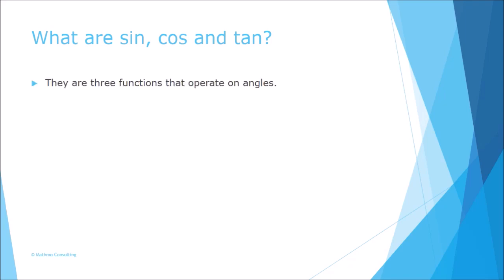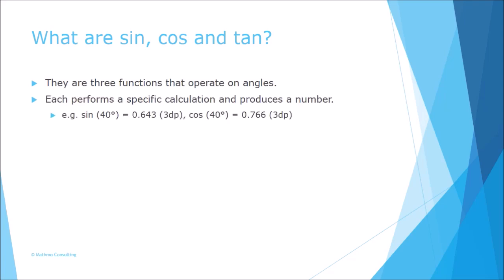Okay, so sine, cos and tan are three functions that operate on angles. You can give each function an angle, it performs a specific calculation depending on that angle, and it produces a number. So for example, you might use the sine button on your calculator to find out that sine of 40 degrees is 0.643. Or you might use the cos button on your calculator to find out that cos of 40 degrees is 0.766. But what do these numbers actually mean? Let's go through them one by one.